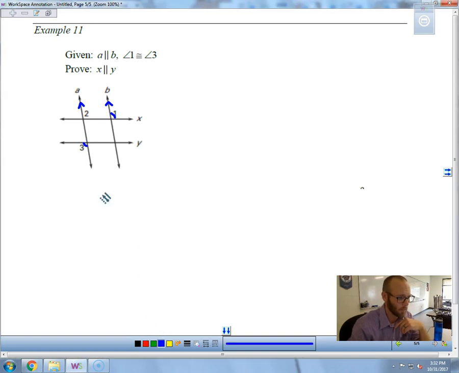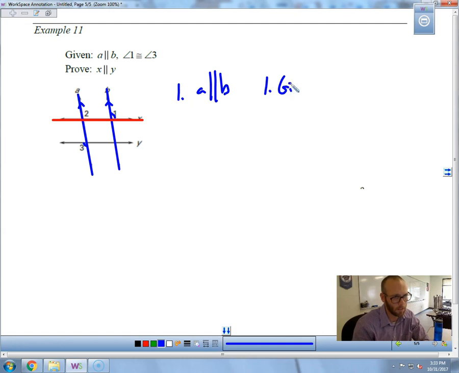Well, wait a second. If A and B are parallel, what do I know about angles 1 and 2? They're corresponding angles. They're congruent. If the lines are parallel, then corresponding angles are congruent. So 1's congruent to 3. By corresponding angles, 1's congruent to 2. I think we've got it. Let's put this together. So I'm going to start with A being parallel to B as the given. If A is parallel to B, then 1 is congruent to 2.